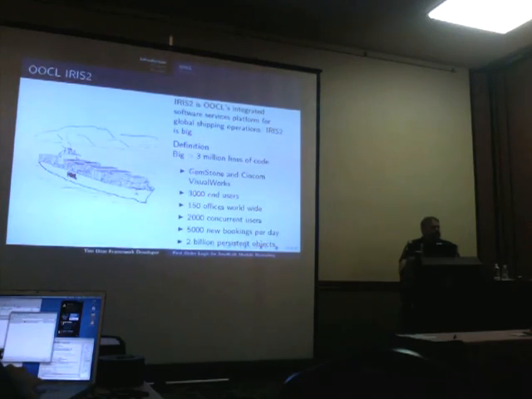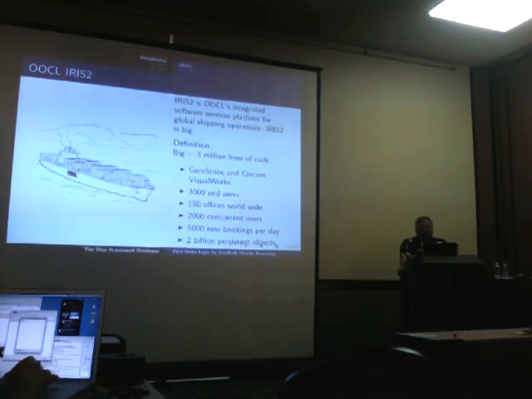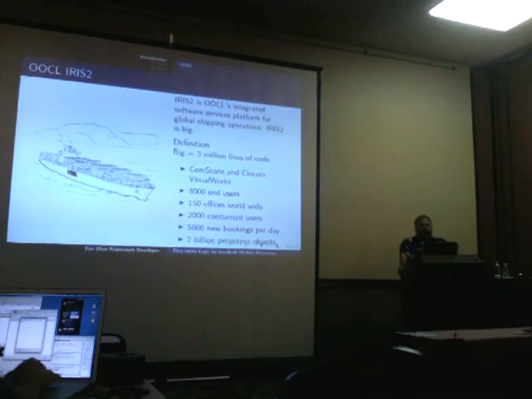So a little bit about Iris 2. Iris 2 is a very large software application. It runs Smalltalk and Gemstone. Iris 2 is big, and I define big as 3 million lines of code. It's really big. We support 2,000 concurrent users, and we have 2 billion persistent objects in our Gemstone database. So our database gets very large.